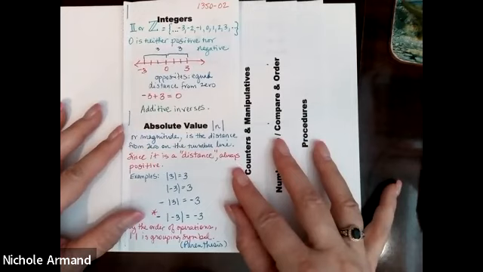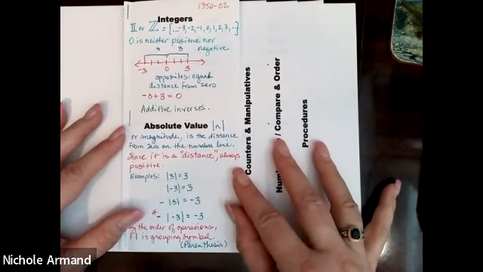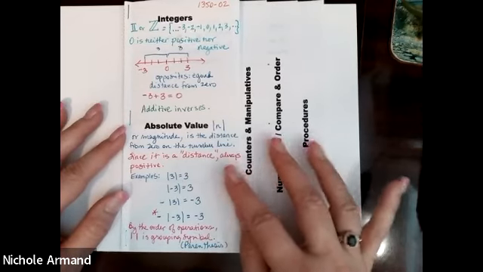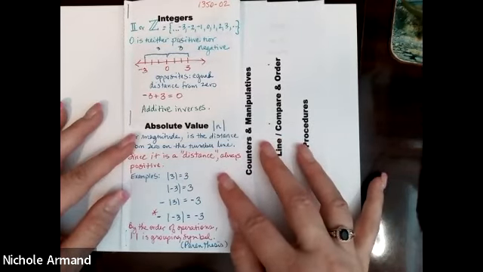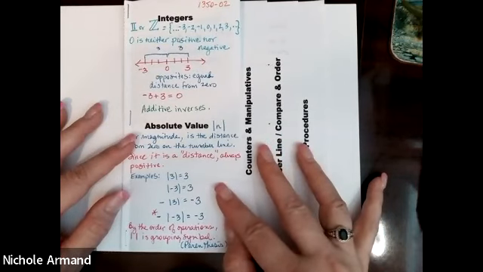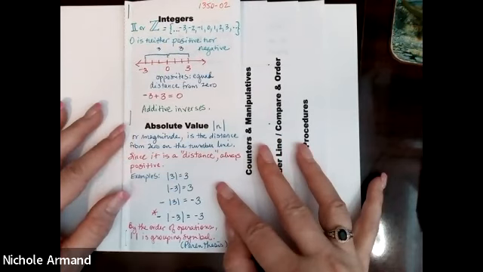We also recorded the definition of absolute value or magnitude, which is the distance from 0 on the number line. And since absolute value is a distance, it's always positive. And we had some examples here. The absolute value of both positive and negative 3 are positive 3 because they're both 3 units from 0 on the number line.